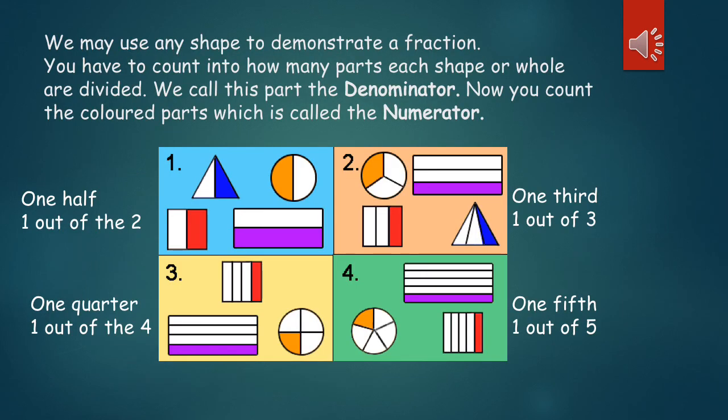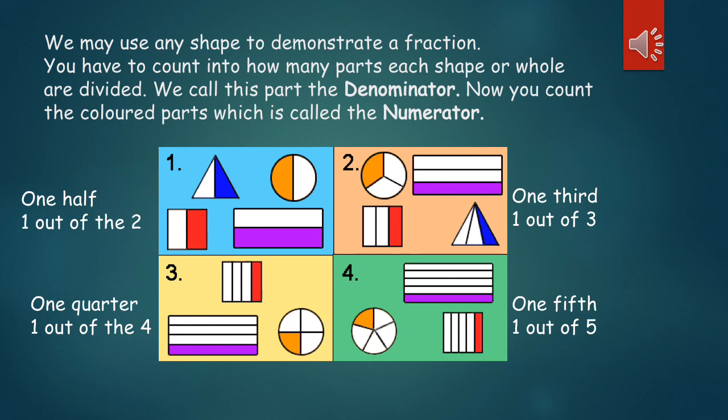We may use any shape to demonstrate a fraction. You have to count into how many parts each shape or whole are divided. We call this part the denominator. Now you count the colored part, which is called the numerator.